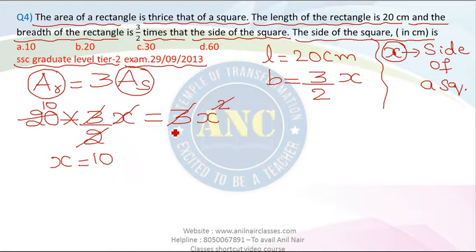The area of the rectangle is given as 3 times that of a square. The area of the square is how much? It is side squared. Side is nothing but x. So it is x squared. This 3 will be multiplied because of the data given in the question. 3 will cancel out. 2 into 10 is 20. x will cancel out. You are left with x is equal to 10. Yes, absolutely correct, sir. There is no mistake. The answer for this question is option A, x is equal to 10.